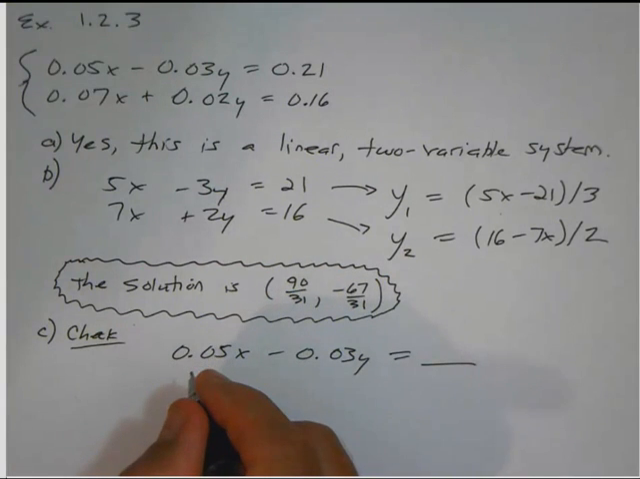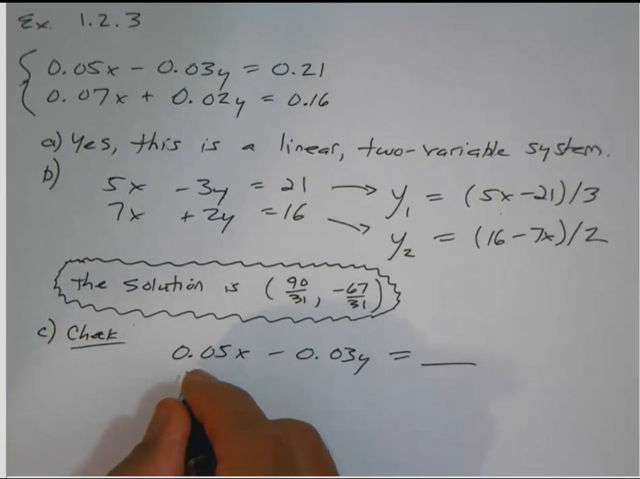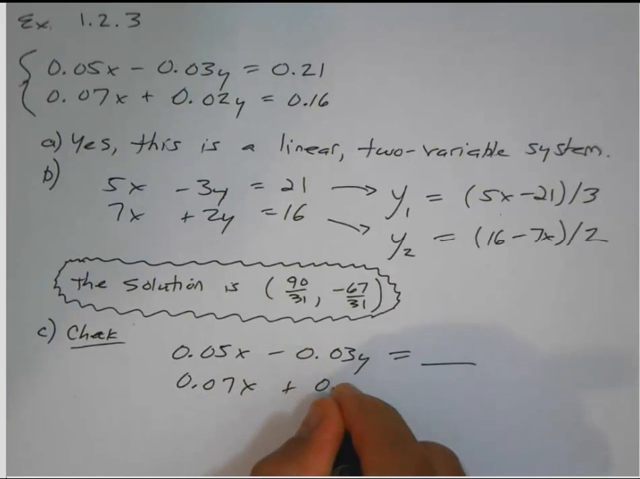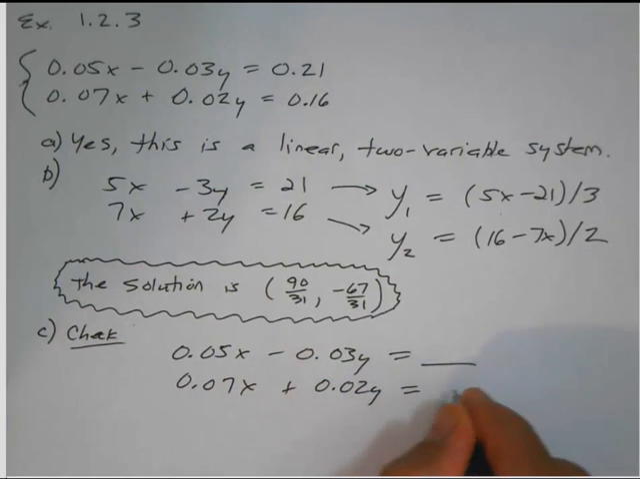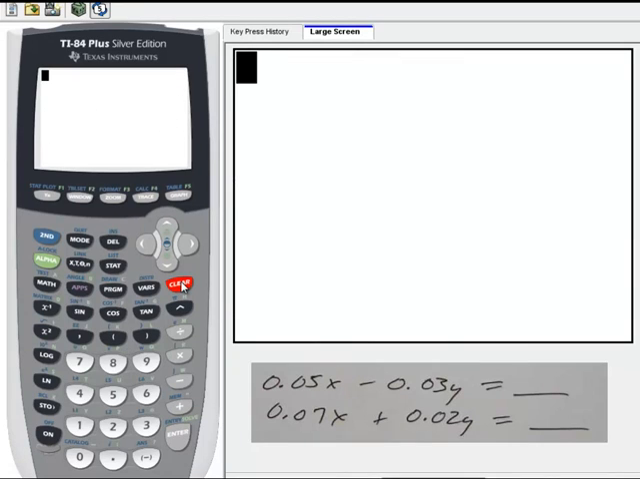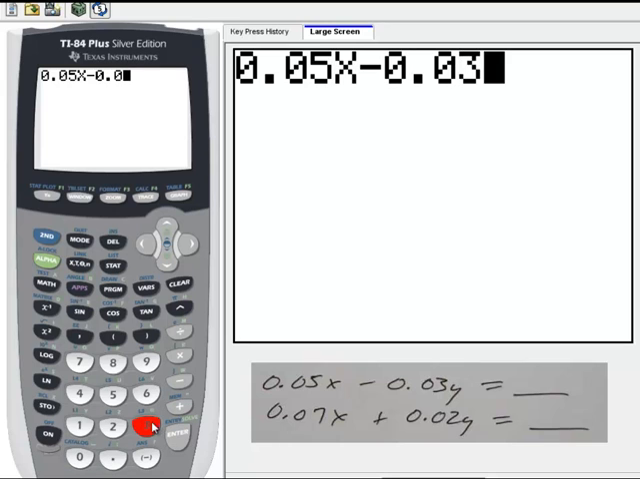And the second equation's original left-hand side is 0.07x plus 0.02y. Let's see what the calculator computes for that. Here at the calculator, we might decide to just clear the home screen and take this first left-hand side, 0.05x minus 0.03y, and enter.